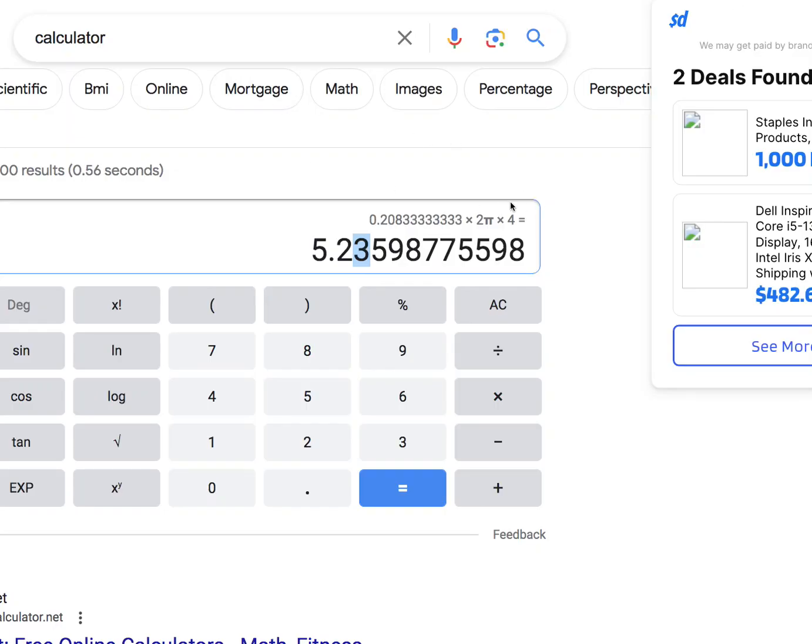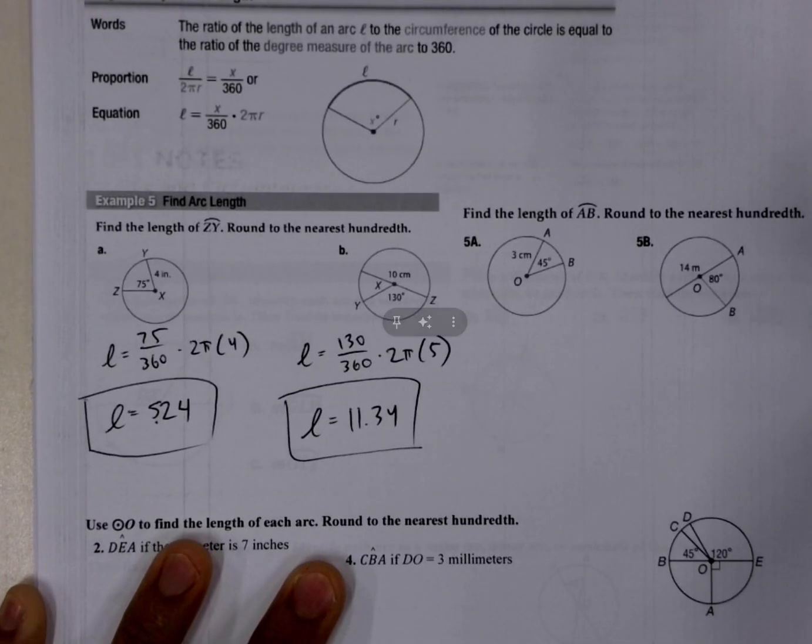So we'll come back to our calculator and we'll plug everything in. Divided by 360 times 2 pi times 5. So we're going to get L is equal to 11.34 and put a box around that.